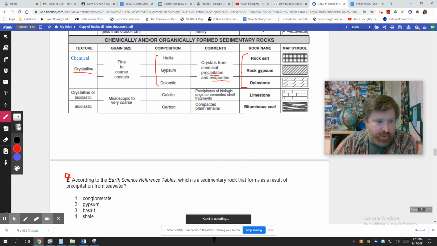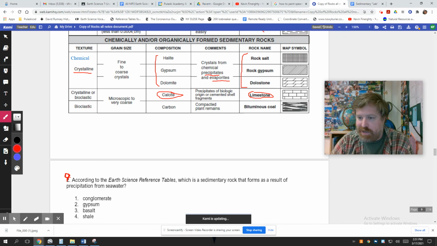All right, what else we got? Then we got our friend limestone. Again, what a mess. This thing could be its own whole reference table, but calcite's the giveaway. And then coal. You got coal. It's coal.